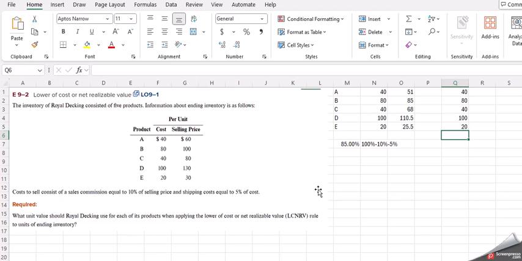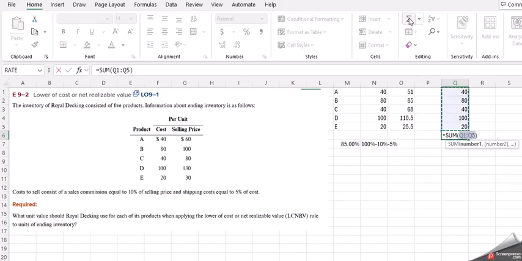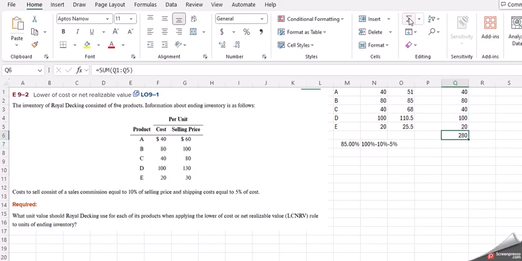Okay, so then if I sum that, we would just leave it at 280. So then we would not even need any type of adjusting entry.